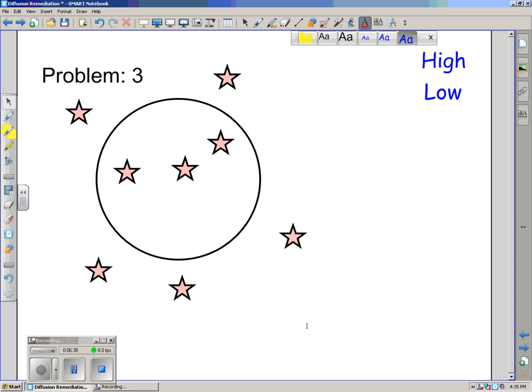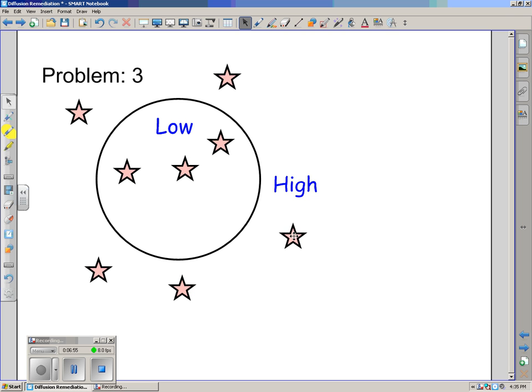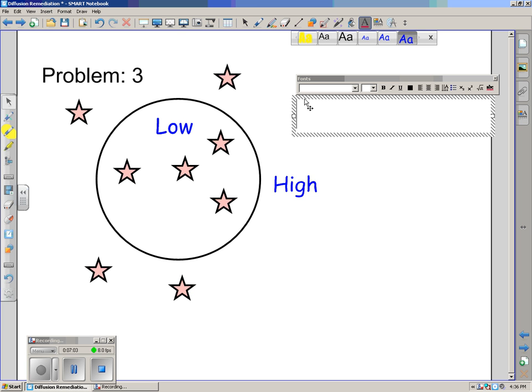Let's start out by figuring out how many molecules we got in each place. Let's see, we got 1, 2, 3, 4, 5 on the outside, 3 on the inside. So we've got, let's see, 1, 2, 3, 1, 2, 3, 4, 5. Highs on the outside, low on the inside. We move 1 inside to reach equilibrium, and hey, that's the same problem as before. We're going to move them in, and we're going to move 1 of them.